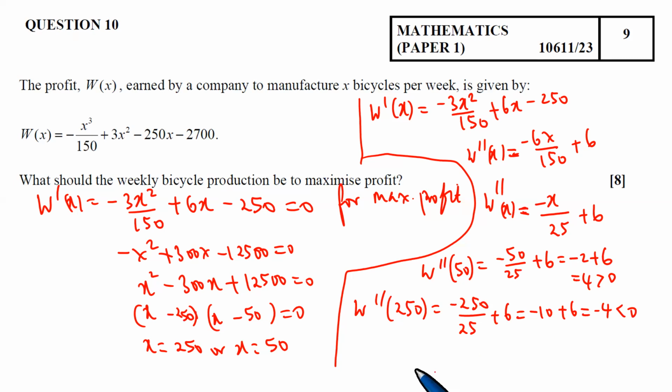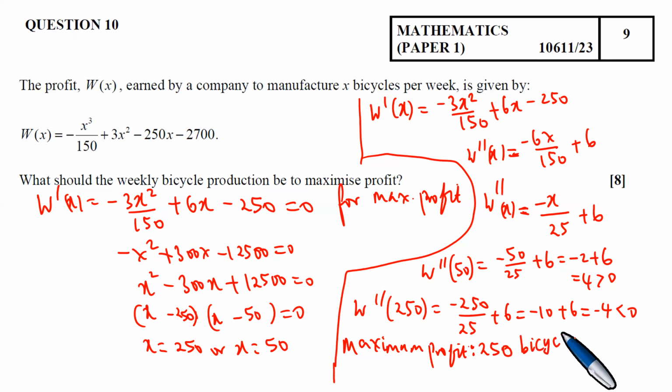So where does the maximum profit occur when you're using the second derivative, please? The maximum profit is 250. 250 bicycles weekly.